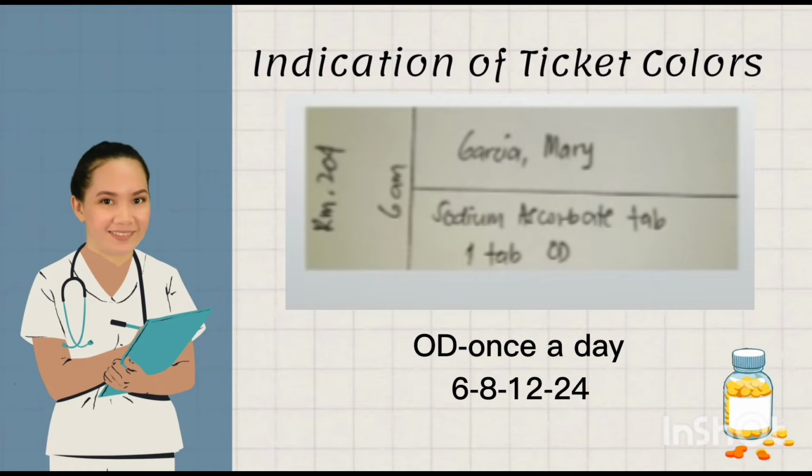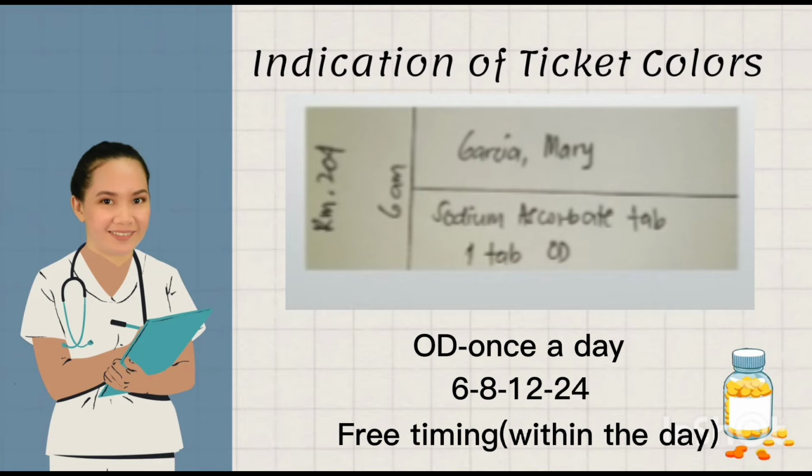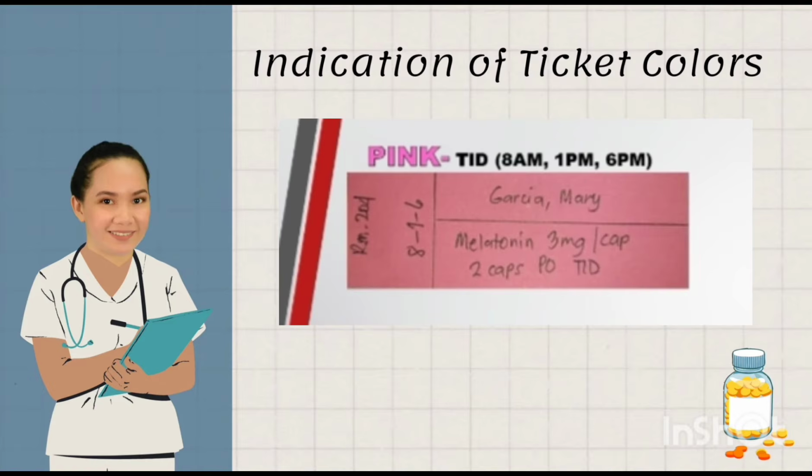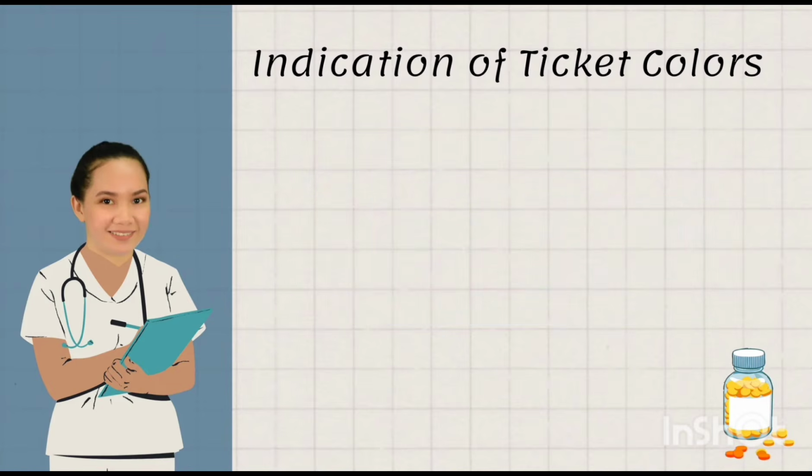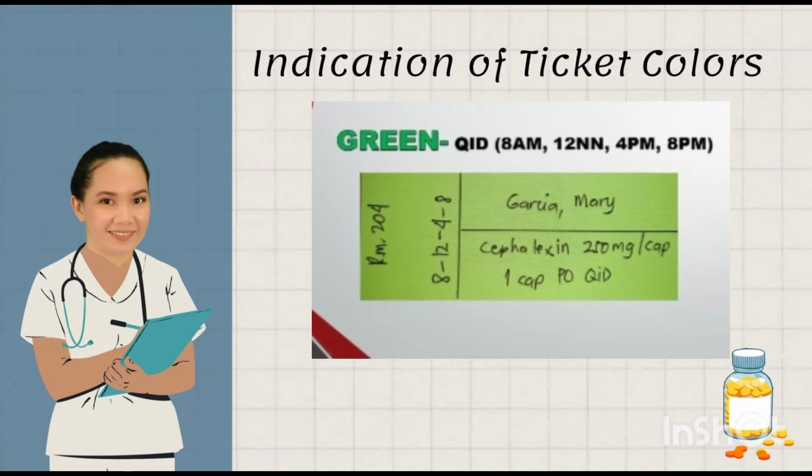And the timing is free timing, meaning it can be given any time of the day as long as it is within that day. Pink ticket is for TID or thrice a day, and the timing is 8 a.m., 1 p.m., and 6 p.m. A green medication ticket is given QID, or 4 times a day, and its timing is 8 a.m., 12 noon, 4 p.m., and 8 p.m.